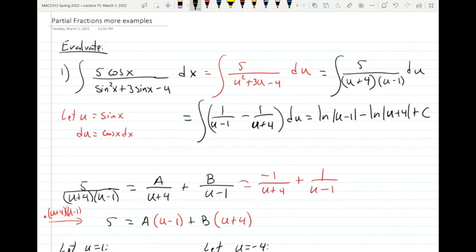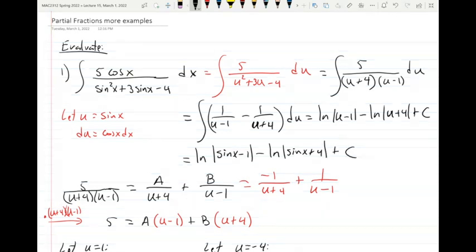And now remember, our variable is not u, our variable is x. Therefore, we need to put back. So what was u equal to? Sine. So this becomes ln of absolute value of sine x minus 1 minus ln of absolute value of sine x plus 4. If you want, you can combine these two ln's and write it as a quotient, but I'm just going to leave it like that. Okay?